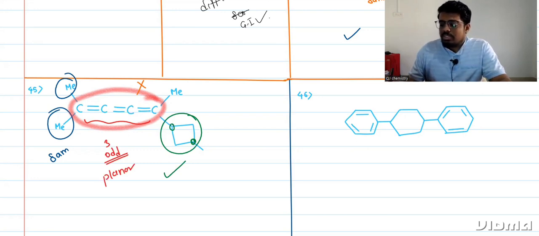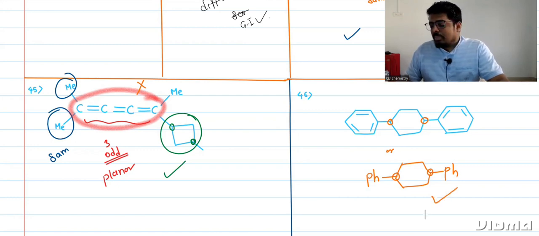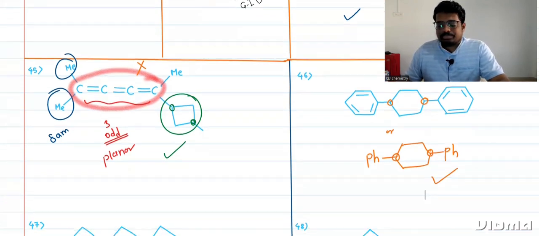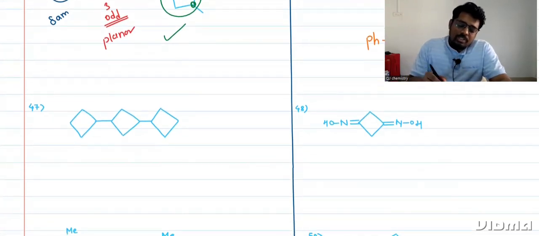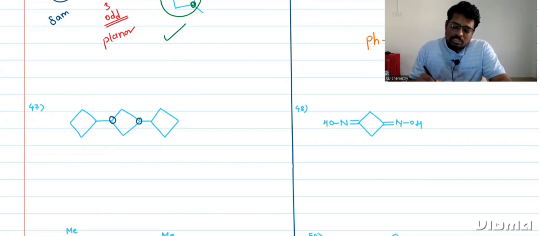Yes, next example, we have two sp3 carbon atoms. So this compound also can be written as phenyl groups bonded to cyclohexane at 1,4 position. So yes, two sp3 carbon we have two different groups. Geometrical isomer is possible. In 47 also similar type, sp3 carbon, geometrical isomer possible.